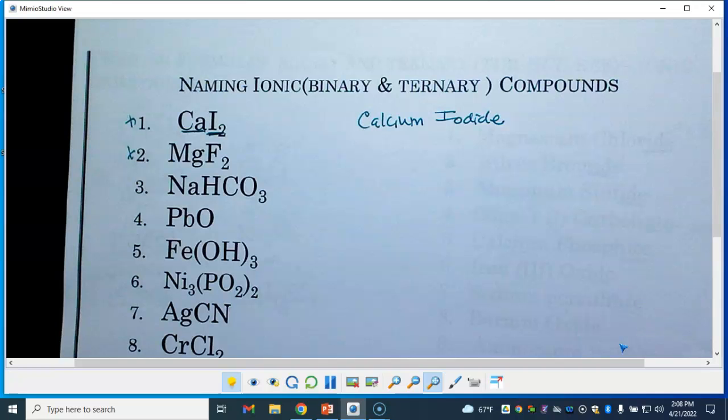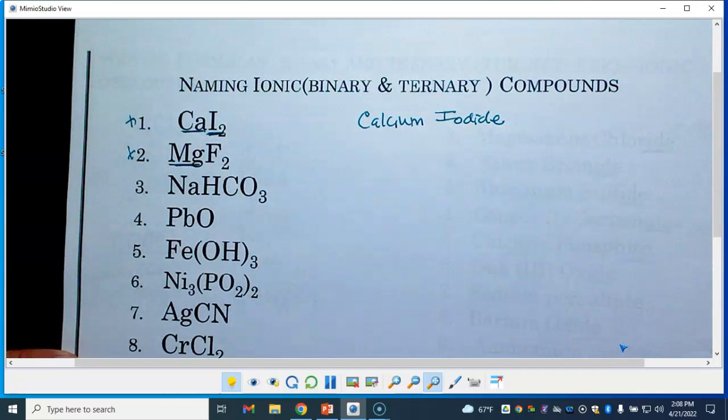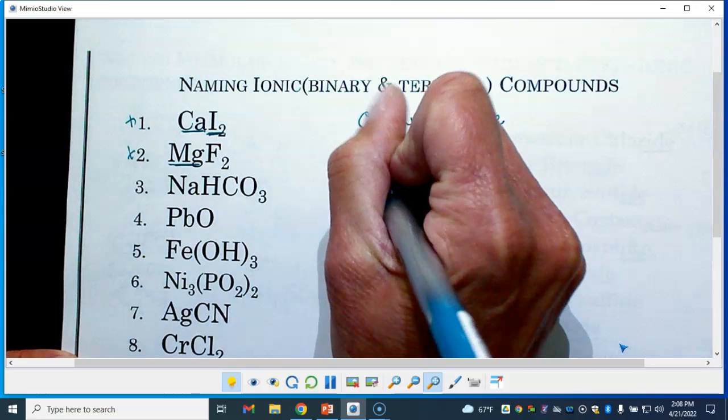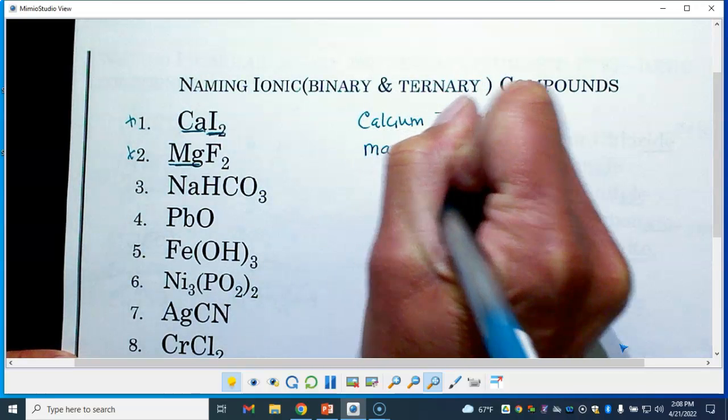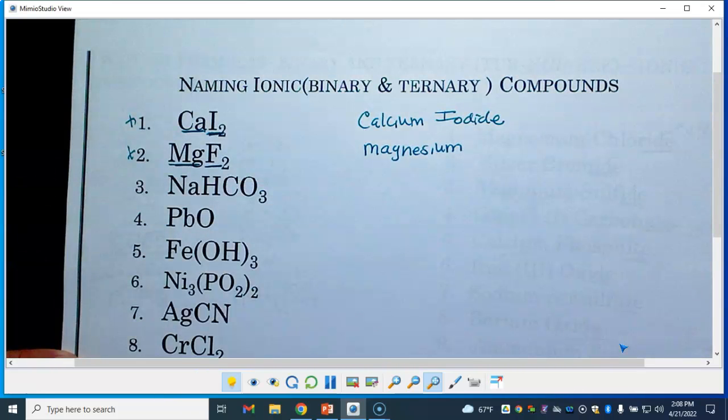Binary ones are super easy. Same thing here. I'm going to outright name my cation. Mg is magnesium. My second element is fluorine. I'm going to drop the -ine and make it fluoride.